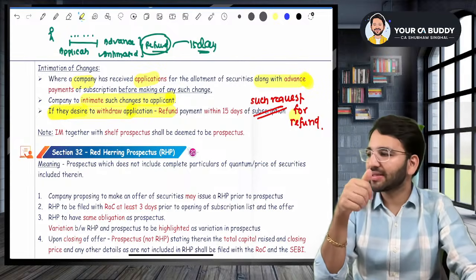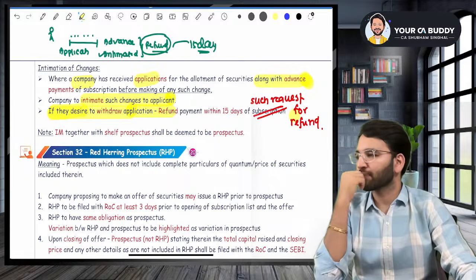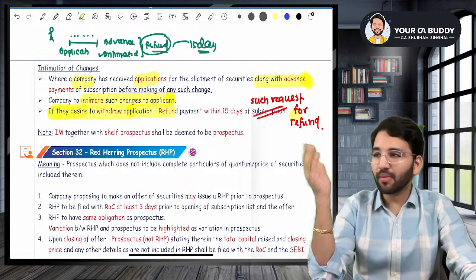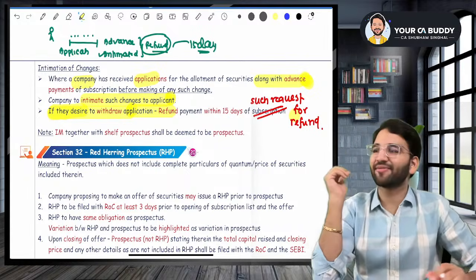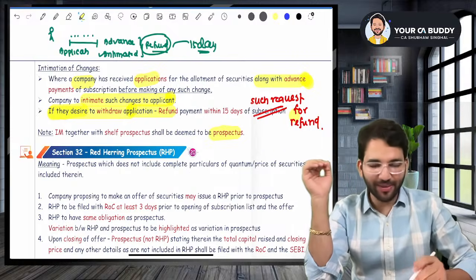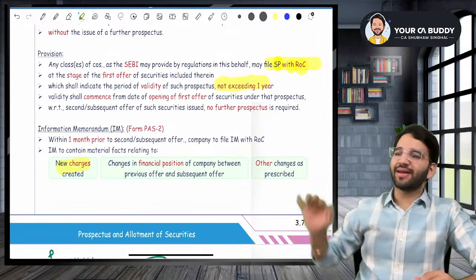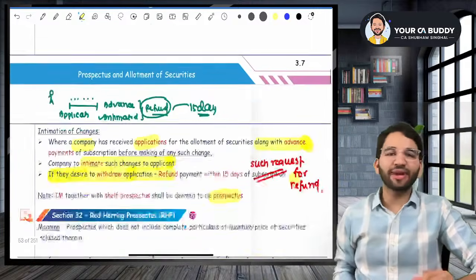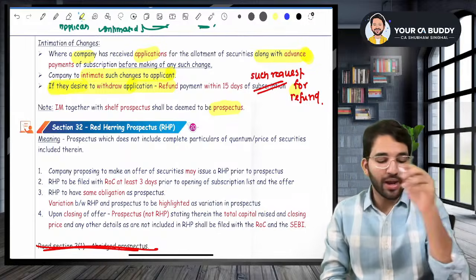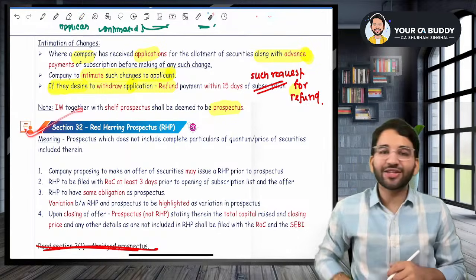Sir, what is this? This is your provision. Do you understand? Shelf prospectus plus information memorandum together becomes your prospectus. You have to focus on these 2 points very clearly. The validity will be up to 1 year, and apart from that, you have to give an information memorandum in form PAS2. Now coming to the second kind of prospectus, that is red herring prospectus.